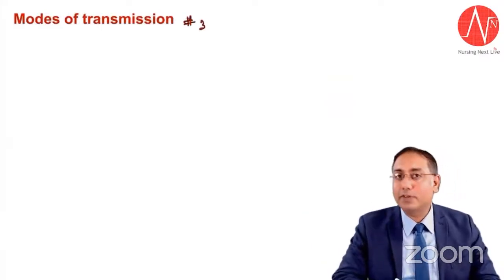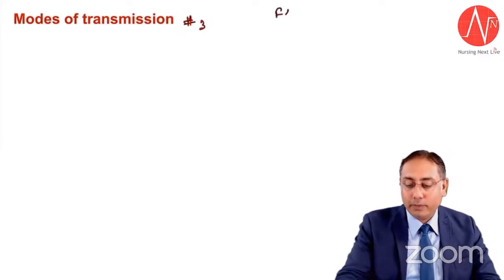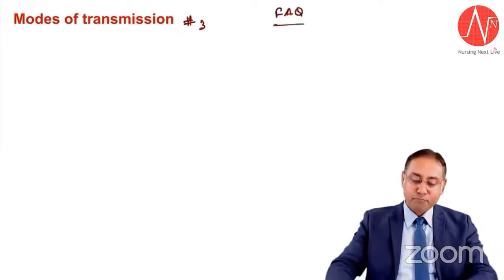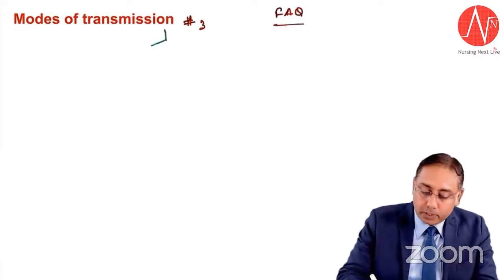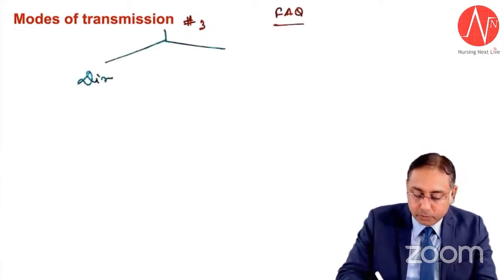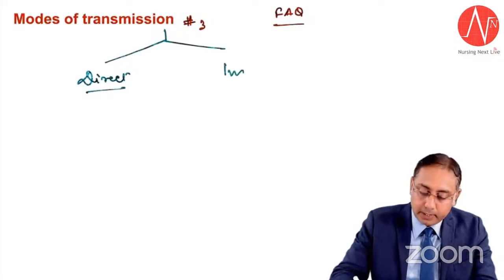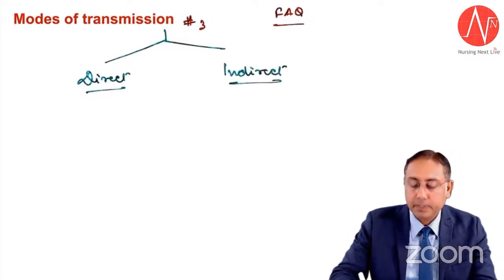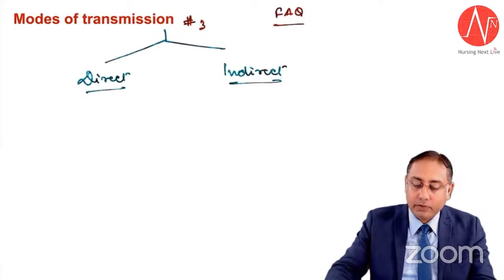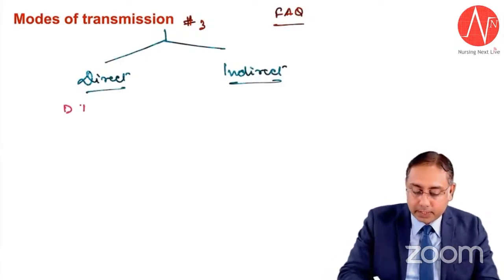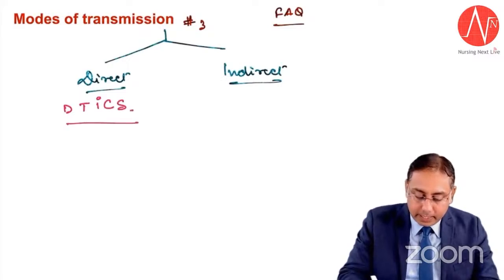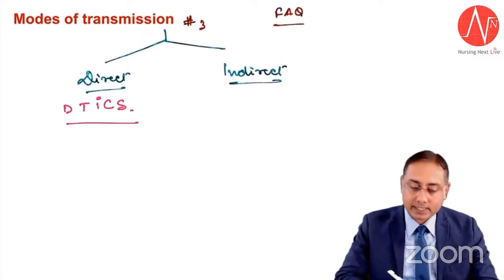Now comes point number 3. What do you mean by the modes of transmission? MCQ, a very frequently asked topic in your exam. Beta, there are 2 modes of transmission. The mode of transmission could broadly be classified into a direct mode of transmission, or an indirect mode of transmission. The infection may spread directly or it may spread indirectly. What are the direct modes of transmission? It is DICTS. Direct mode of transmission is DICTS.